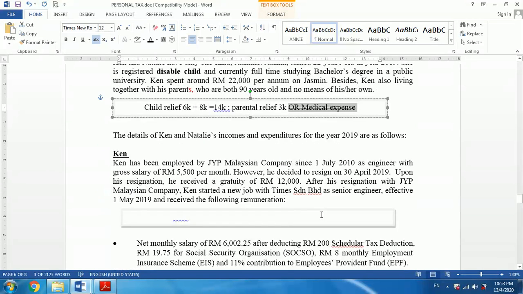Next, look into the details about his employment income during the year. Ken was employed in JYP Malaysia's company since July 2010.